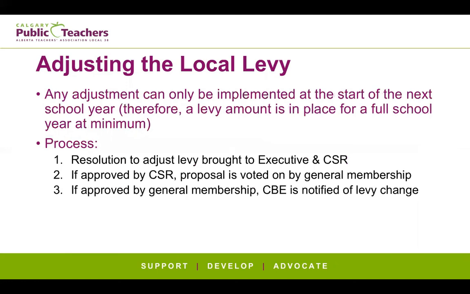Any adjustment that you make to the local levy through one of those processes would be implemented at the start of the next school year. So the levy amount then would typically be in place for a full school year at a minimum. Again, process-wise, you bring a resolution to adjust the levy to executive and CSR. If it's approved by CSR, you then go to a vote by the general membership. And if you have approval from the general membership, we then notify CBE of the levy change, and at the start of September, they make that adjustment on all of the members' paychecks.